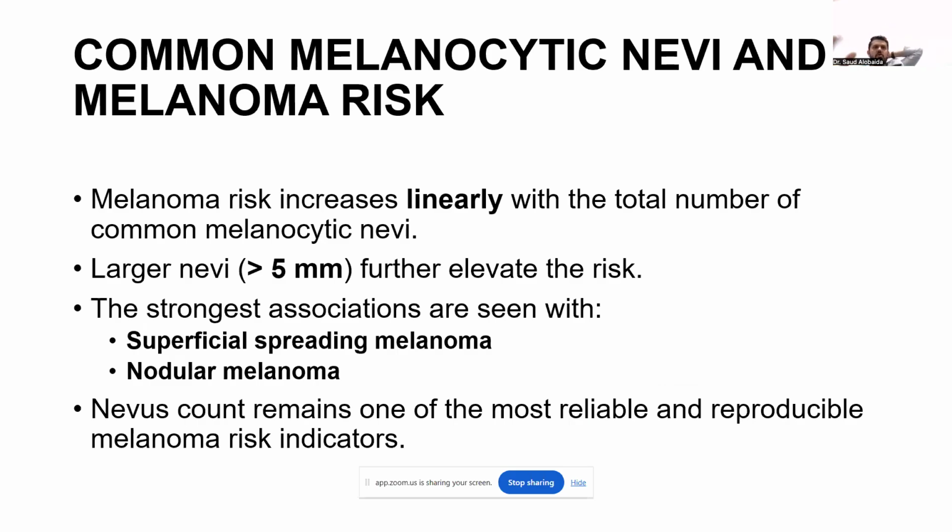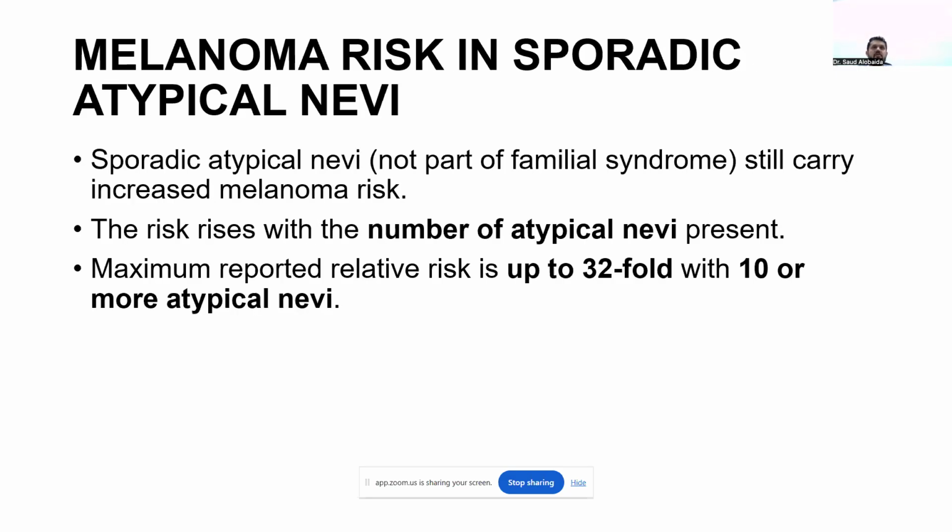And we mentioned this, the more melanocytic nevi you have, the more likelihood of developing melanoma, especially when they're large. And this is strongly associated with the subtypes superficial spreading and nodular. And it's one of the most reliable and reproducible risk indicators. What about atypical nevi? Same thing. For the sporadic ones, without the familial syndrome, having 5 or more increases your risk, and it goes up and up with a higher number. As you can see in some studies, 32-fold with 10 or more atypical nevi.